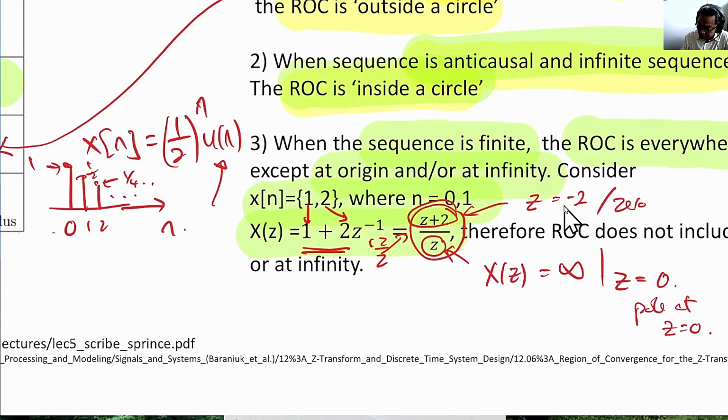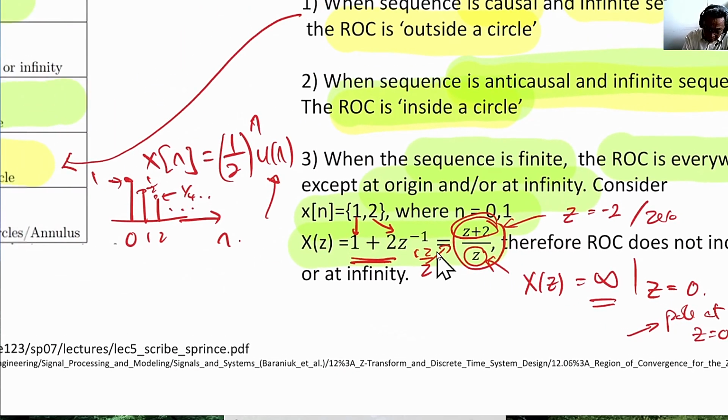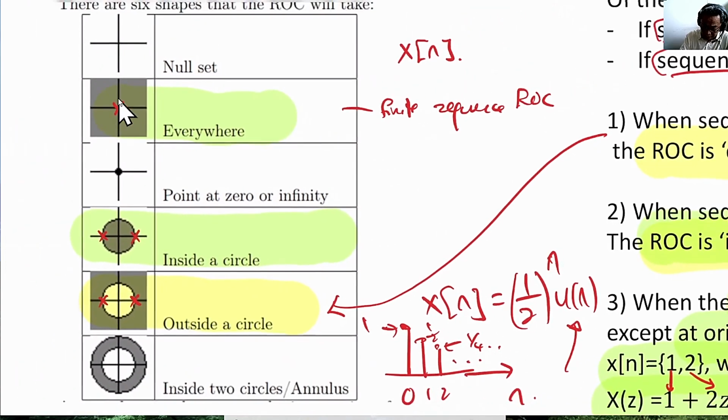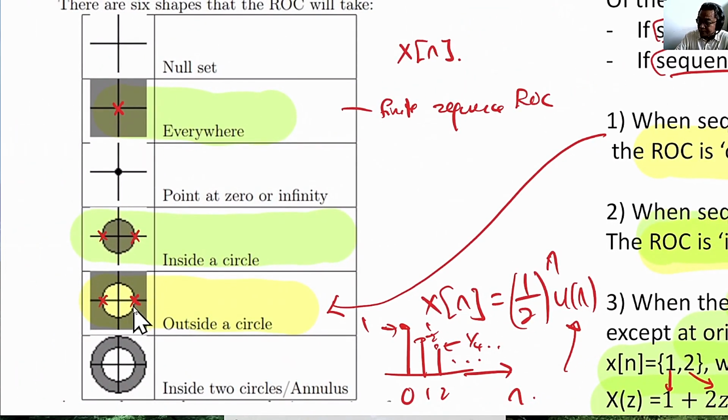When we sketch the ROC, we are interested only in the pole location. So the pole is at the origin, and we will put a pole here, and we'll see that only at this pole position there is no ROC. Everything external to the pole is the ROC. So this example is for a finite sequence ROC. Typically we are only interested in these 3 examples.